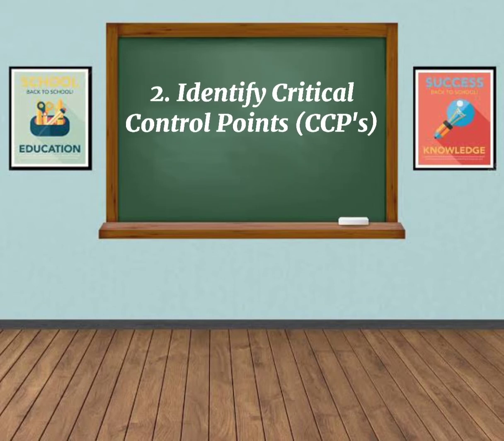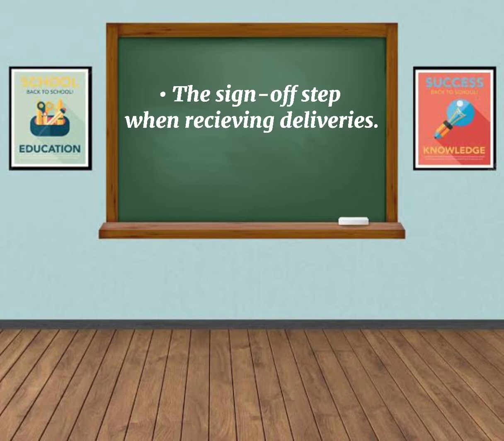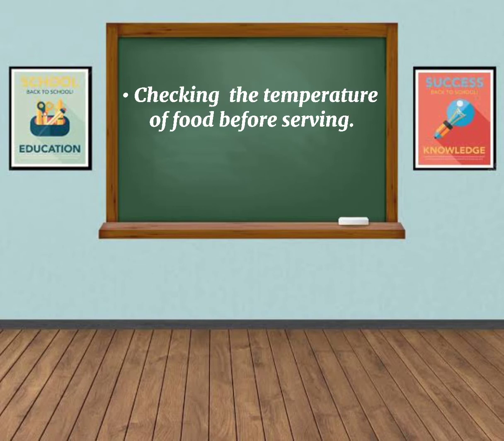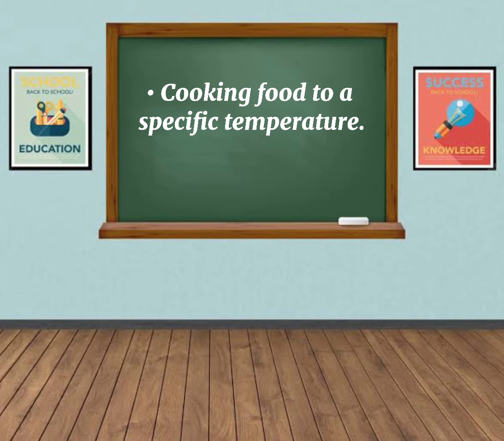Number 2. Identify critical control points. Now that you have identified all your food safety hazards, you need to identify critical control points. CCPs are the steps in your process where a control measure is applied and is essential to prevent, eliminate, or reduce a hazard or hazards to an acceptable level. Some examples of CCPs could be the sign-off step when receiving deliveries, checking the temperature of food before serving, and cooking food to a specific temperature.